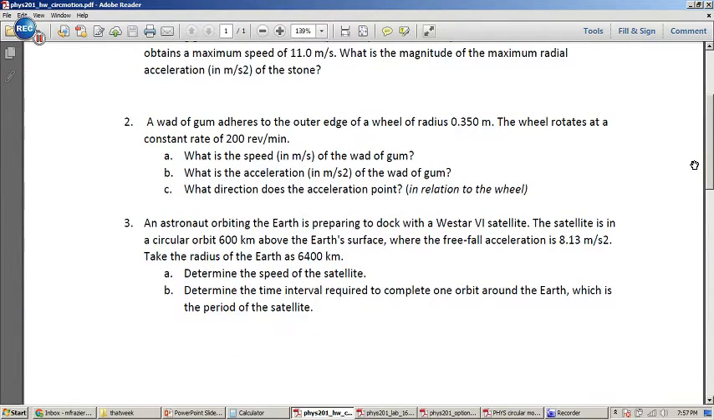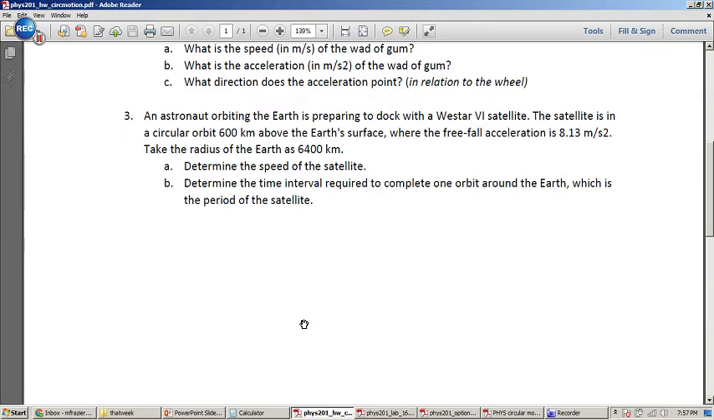So here, for number 3, we go in the other direction. We give you a radius, and we give you the acceleration. The free fall acceleration is basically due to gravity, and it is towards the center of the Earth. It is your centripetal acceleration. Can you get the speed from the acceleration? Yeah, a is v squared over r. And then can you get the time, the period, from the speed? Yeah, v is 2 pi r over T. So these questions should be reasonably straightforward.